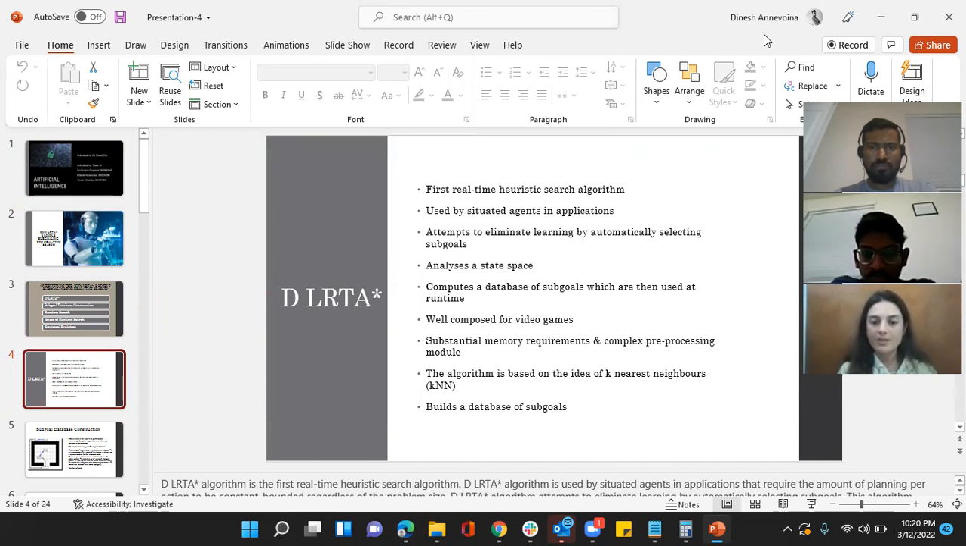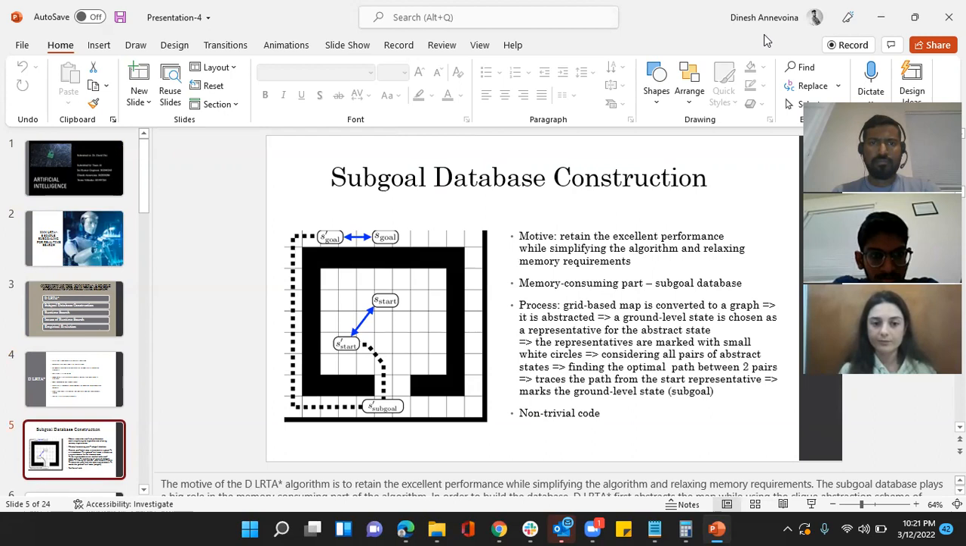The algorithm is based on the idea of k nearest neighbors. So the algorithm builds a database of subgoals, instead of what every other algorithm does, which analyzes a map and builds a clique-based abstraction. Okay, we can go to the next slide.